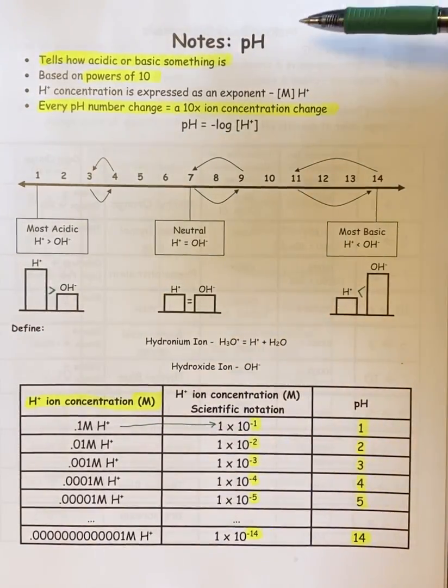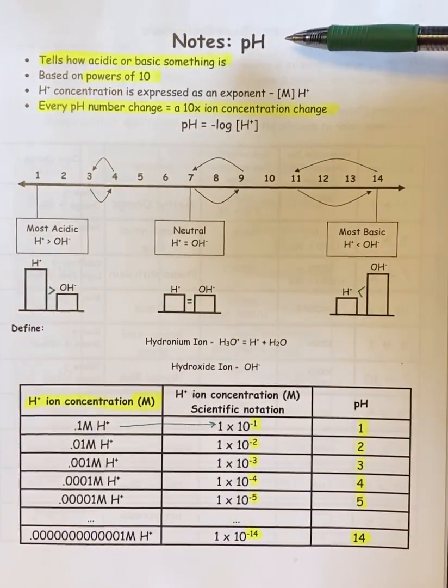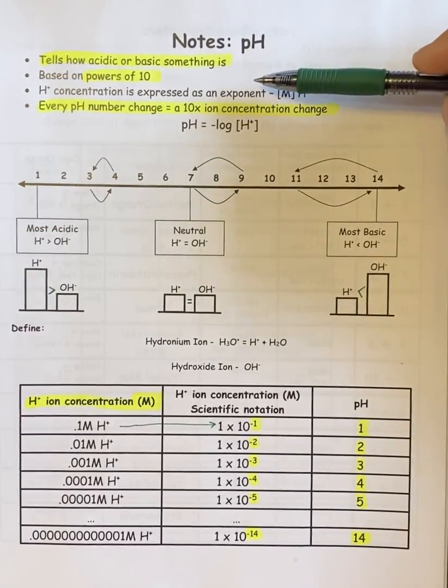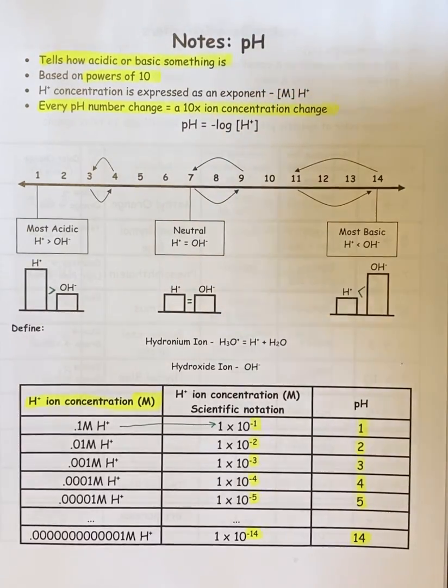This lesson is going to be about pH. What pH does is it is a number that tells you how acidic or basic something is. It's based off powers of 10. So what that means is that every time the pH changes by one number, the acid concentration is going to go up or down by 10 times.